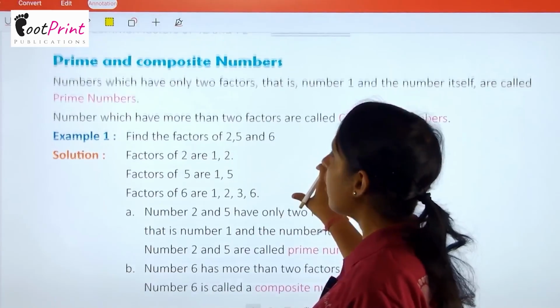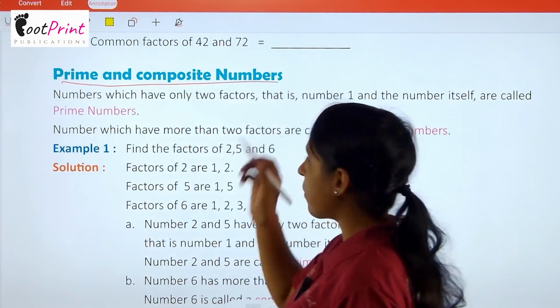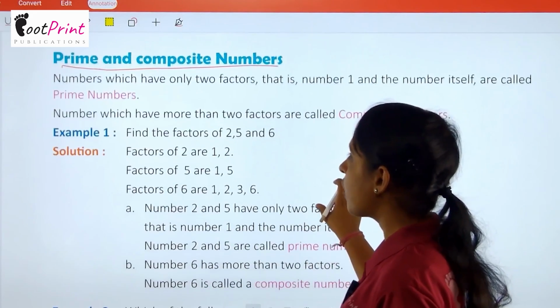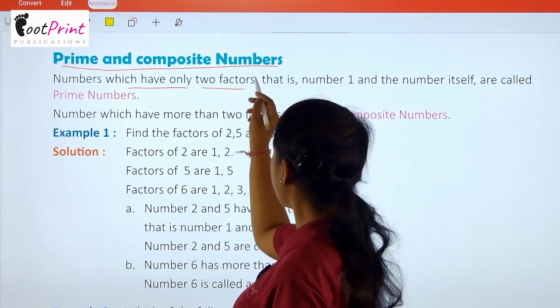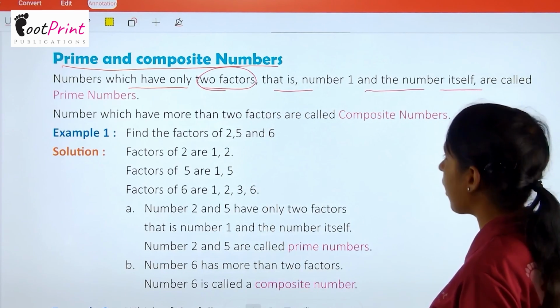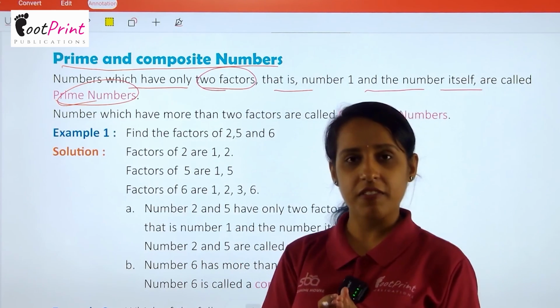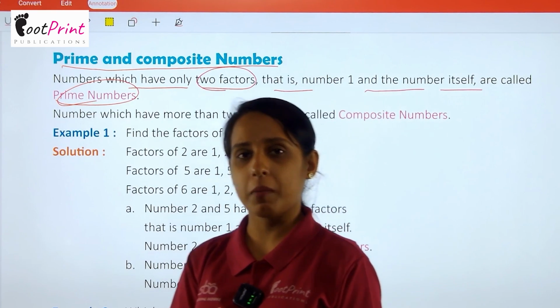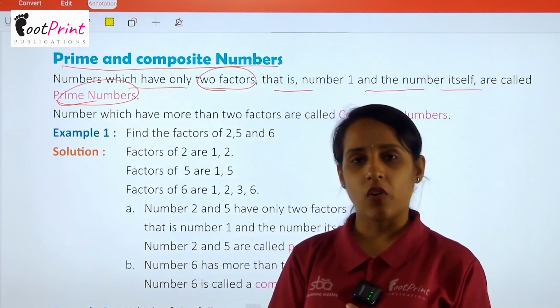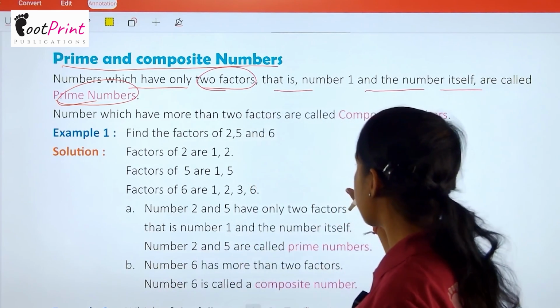Okay students, now we will move to the next topic, that is prime number and composite number. So numbers which have only 2 factors, that is number 1 and the number itself, are called prime numbers. Okay? तो ऐसे नंबर जिनके सिर्फ 2 फैक्टर होते हैं वो क्या होते हैं? हमारे प्राइम नंबर होते हैं. और ये 2 फैक्टर कौन से होते हैं? एक 1 and the number itself.